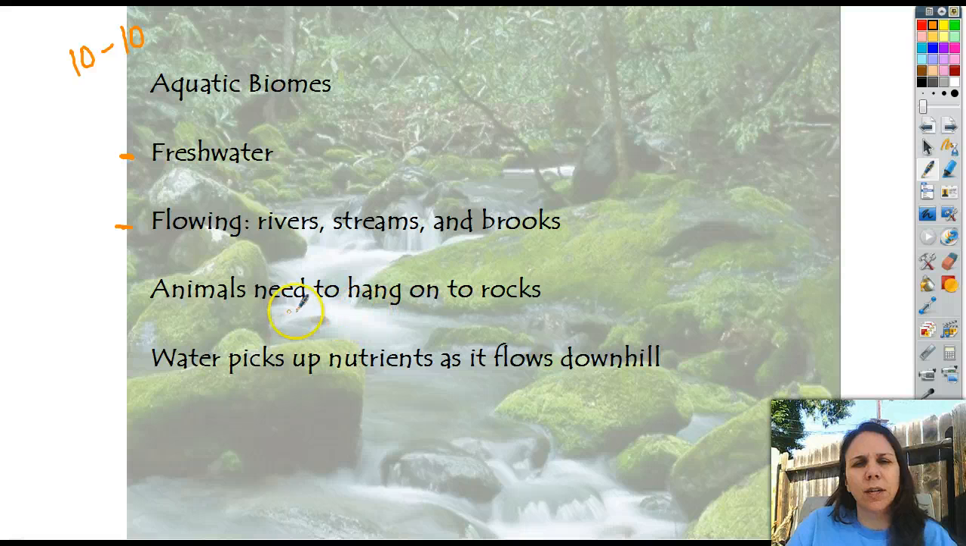that you have that give you the ability to hang on to the rocks and prevent you from being carried downstream. A lot of animals that live in here usually have hooks or suckers on their body somehow in order to let them stay put and not get swooped downstream. But other things like nutrients and minerals do get picked up and carried downstream.